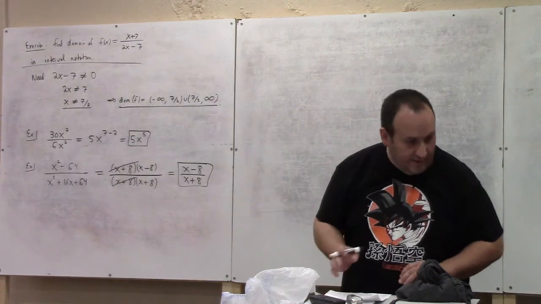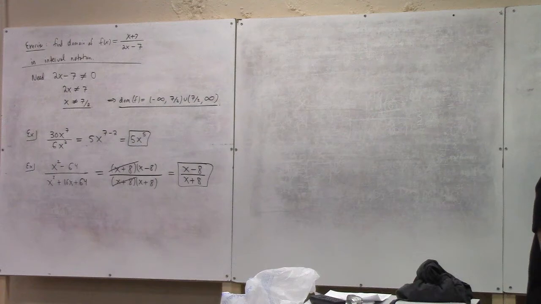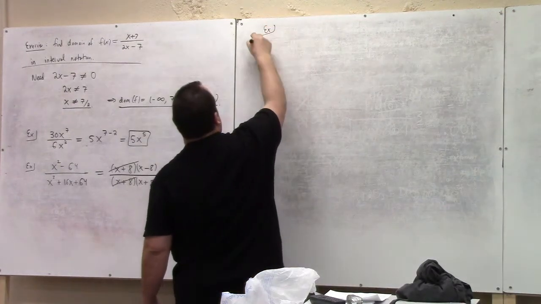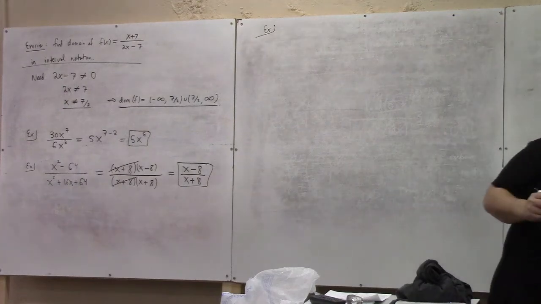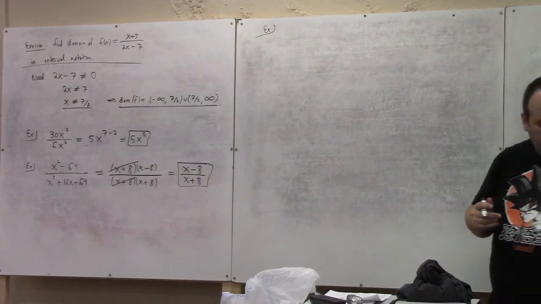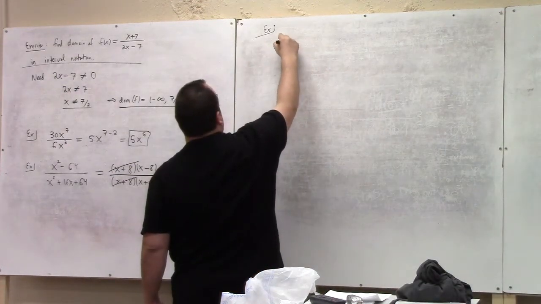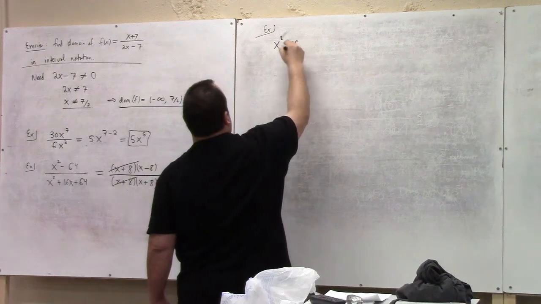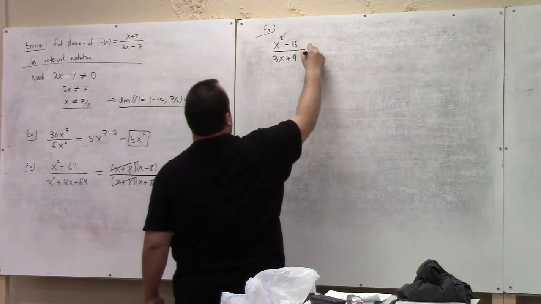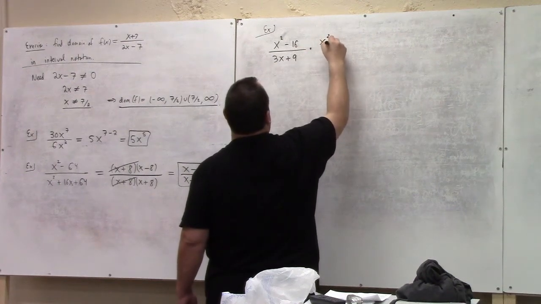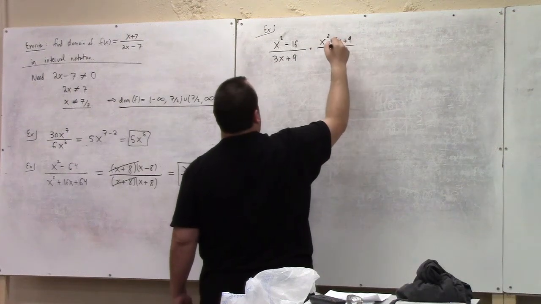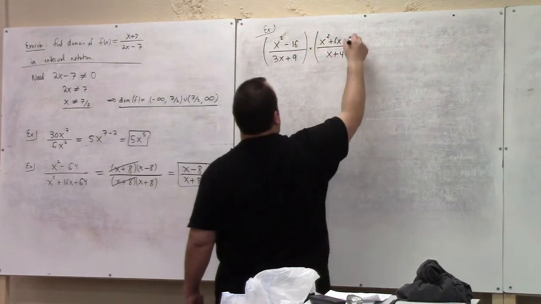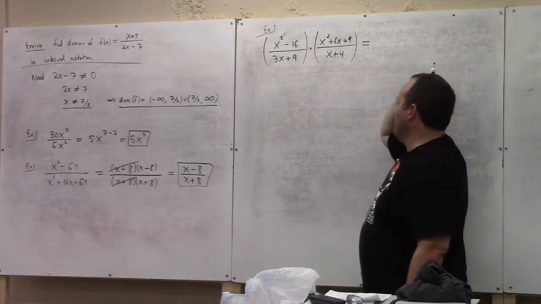Let's see here if I can find another example. We had another exercise we did, something like (x squared minus 16) over (3x plus 9), times (x squared plus 6x plus 9) over (x plus 4). That was another kind of problem, more or less like that.